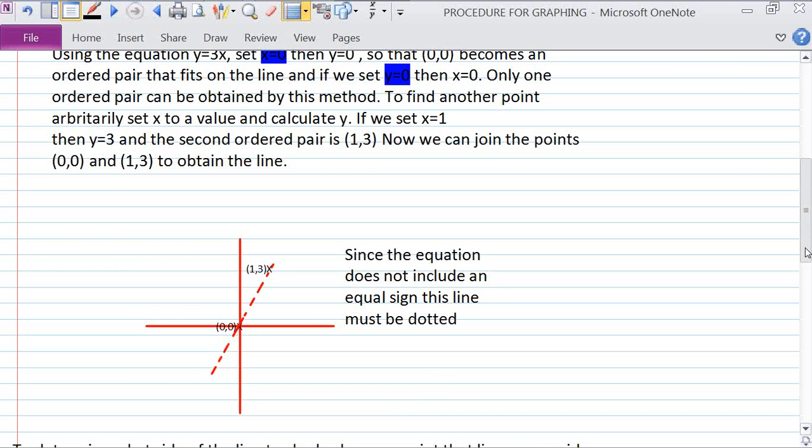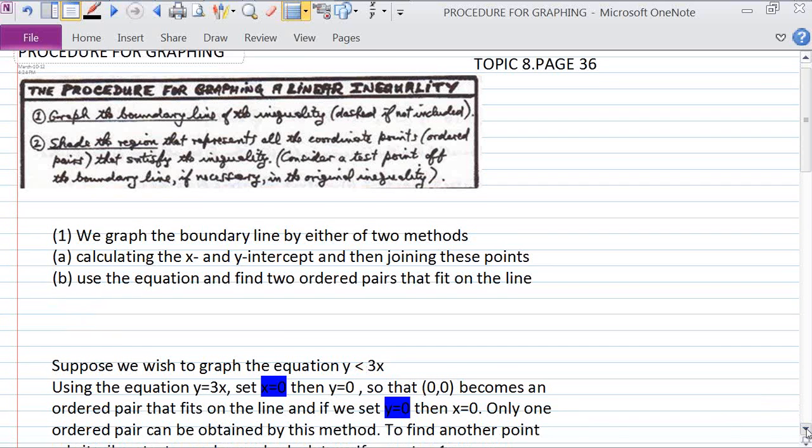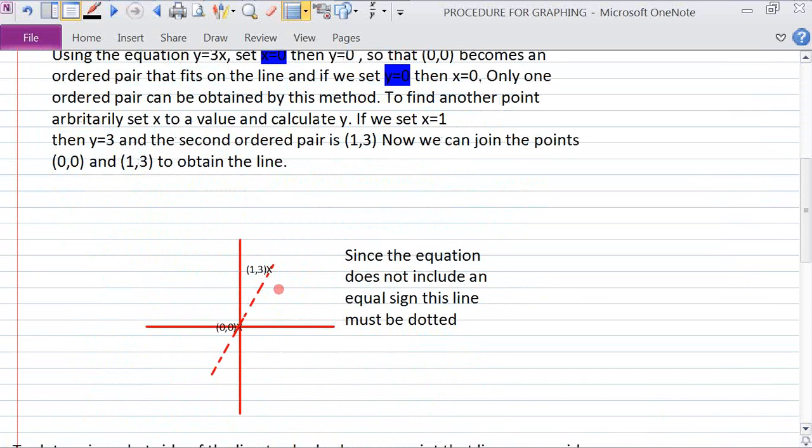Now, the reason that it's dotted, if we go back up, is that we have the line dashed if it's not included. I may refer to it as dotted, because we're talking about y less than 3x. Since there's no equal sign here, we're going to make it a dotted or dashed line. So we connect the point 0, 0, one of the ordered pairs that we found, with 1, 3, which was the second ordered pair we found when we made x equal to 1 and y equals 3.